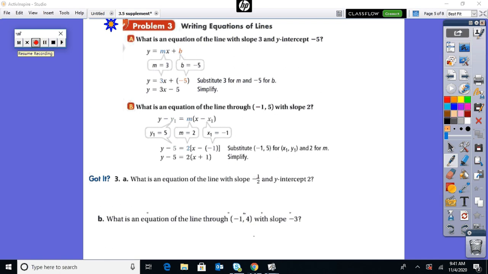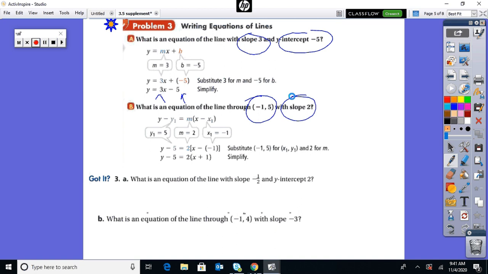All right, so you gotta see what you're given. If you're given the slope and the intercept, then you have to use slope-intercept form when you plug it in. So just plug the slope in, plug the intercept in, and you're done. Now in part B, you're given a point and the slope, so you should use point-slope form.